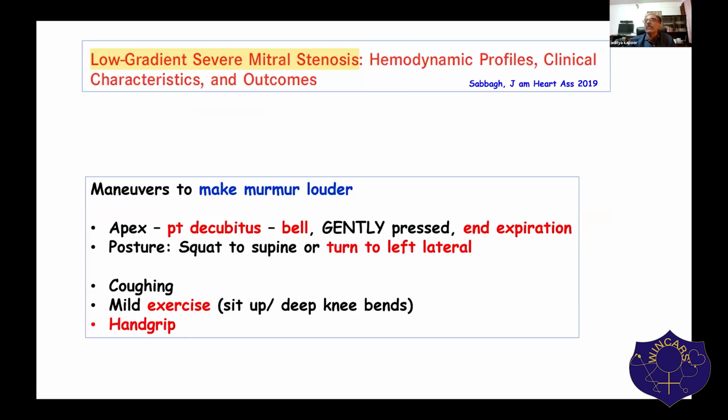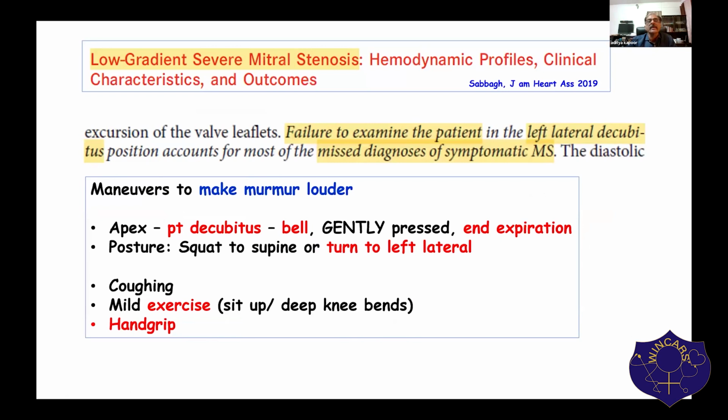So how to bring out the murmur? Make the murmur louder in a patient of MS by going to the left lateral decubitus, end expiration, mild exercise, hand grip. So do all these maneuvers. Again, Hurst's book clearly says failure to examine the patient in the left lateral decubitus is accounting for most of the misdiagnosis of symptomatic MS. So whenever you are auscultating for MS, always have the patient go to left lateral as well.